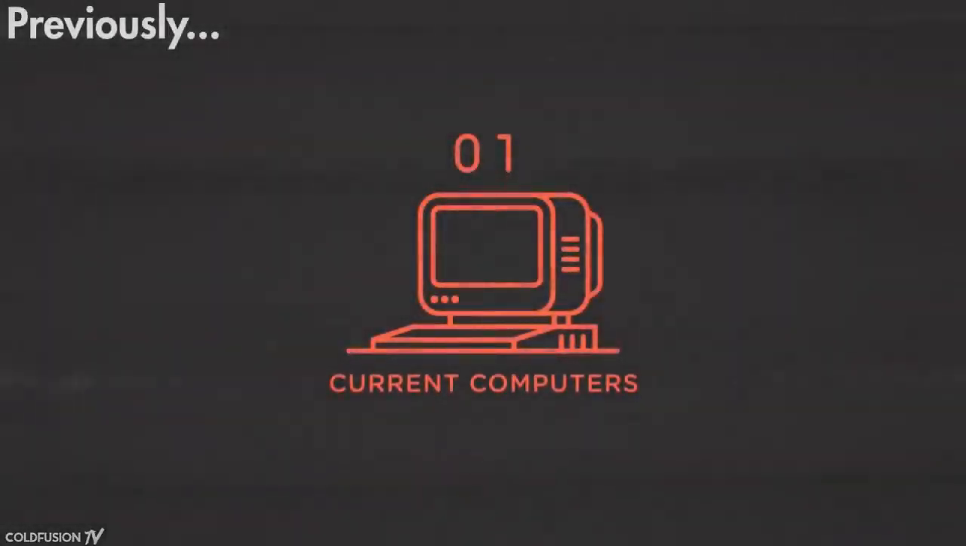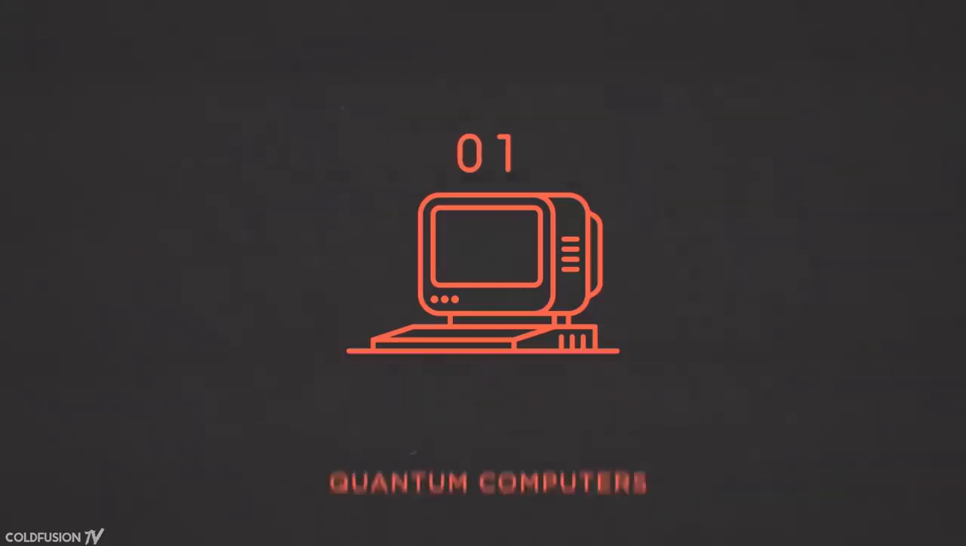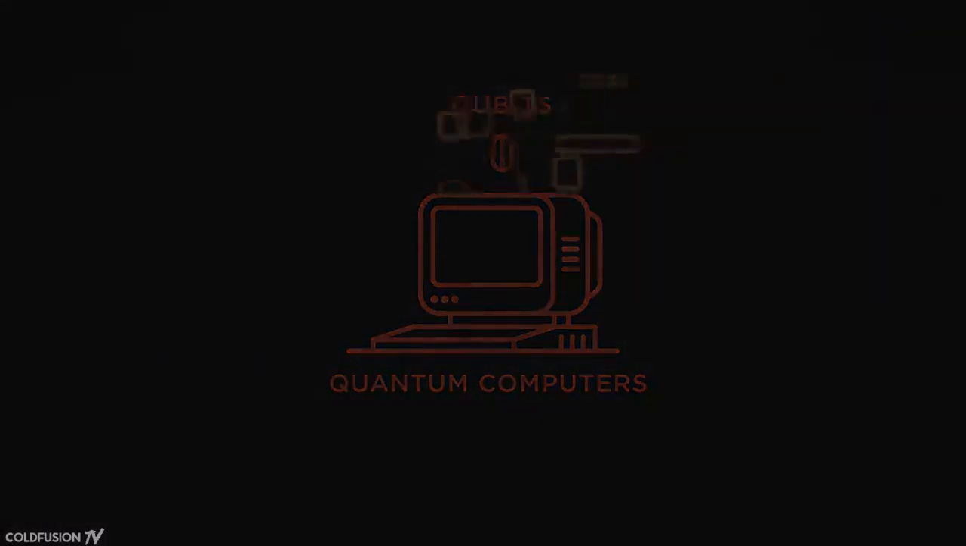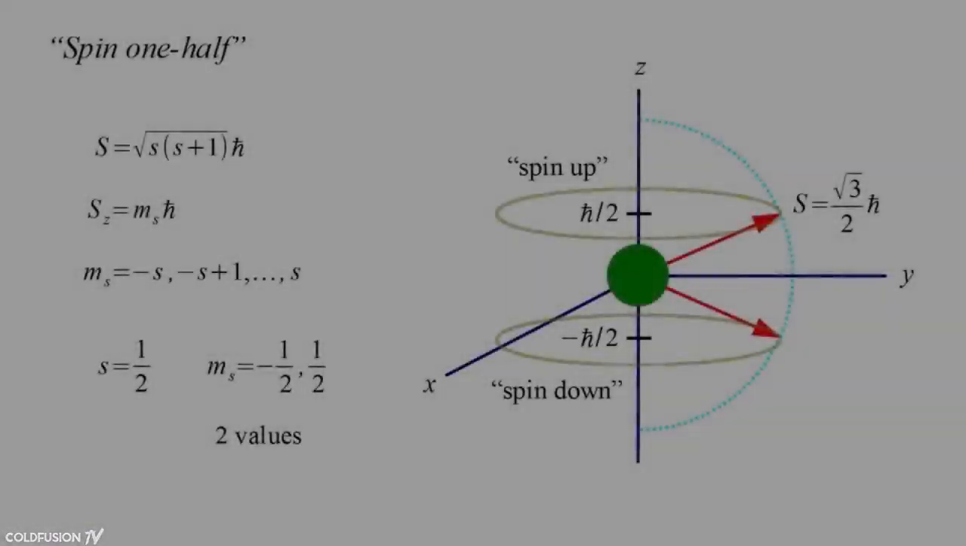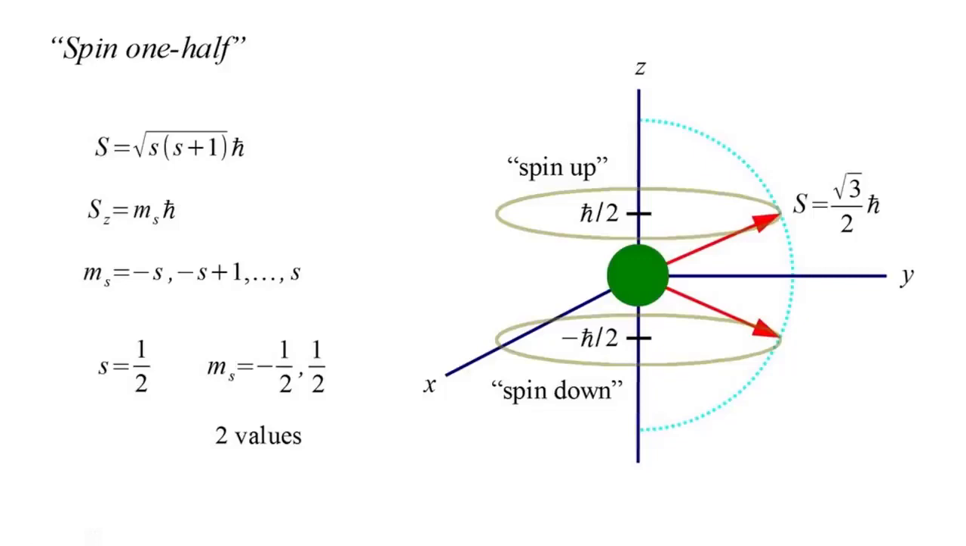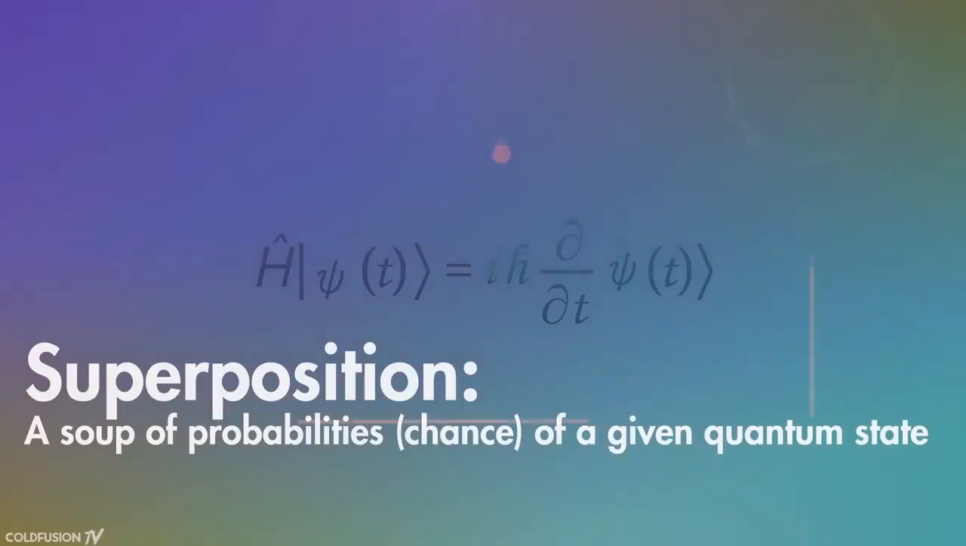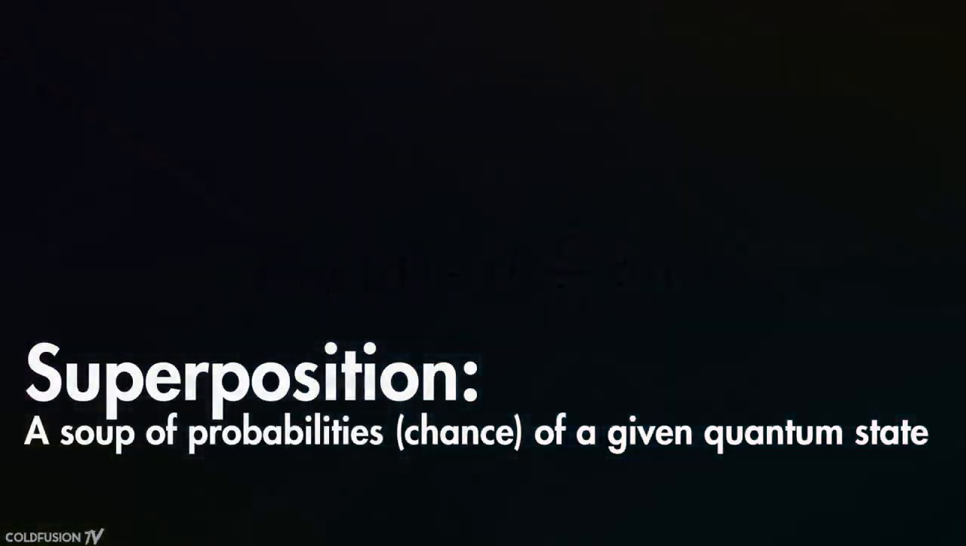We covered that regular computers process data as binary bits, represented either as a 1 or a 0. A quantum computer's equivalent data is known as quantum bits or qubits, which can exist in both 0 and 1 states at once, allowing multiple computations to happen simultaneously. These states in a particle are called spin, but there's really no need to know what that is for the purpose of this video. This simultaneous state of both 0 and 1 is like a kind of soup of probabilities called a superposition. This makes it possible to store and manipulate vast amounts of information with a relatively small amount of particles.